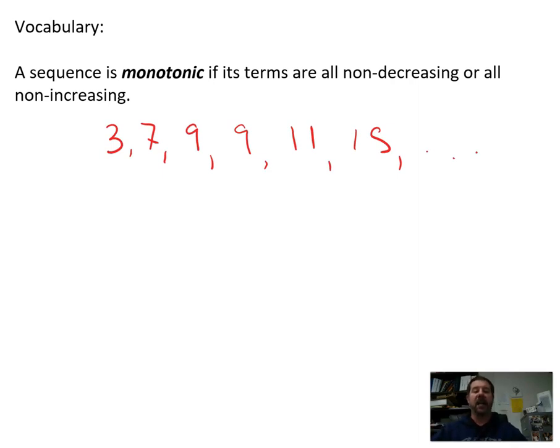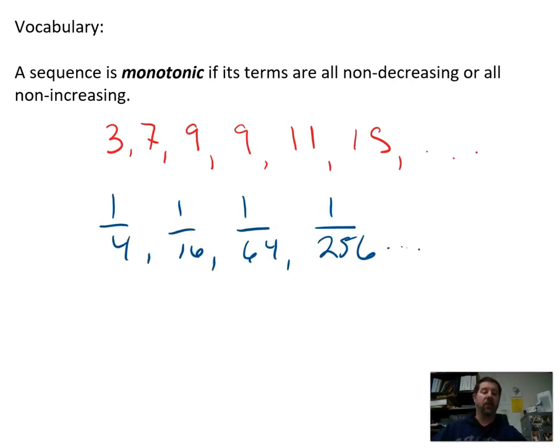Same thing if it's non-increasing: 1/4, 1/16, 1/64, 1/256. Again, these are all non-increasing. It's going down every time. So that would also be non-increasing.